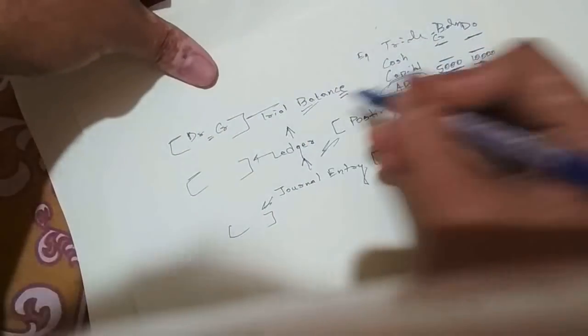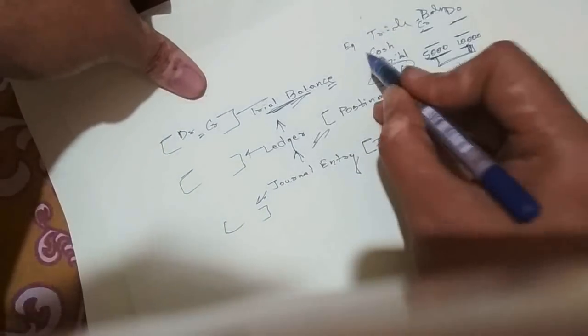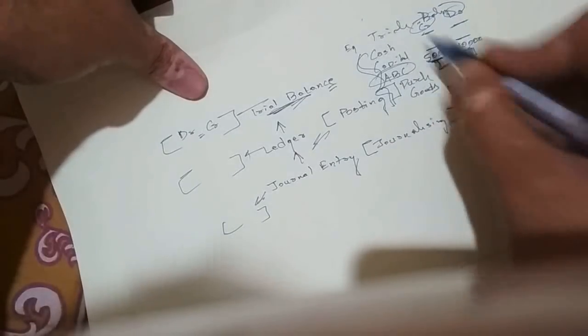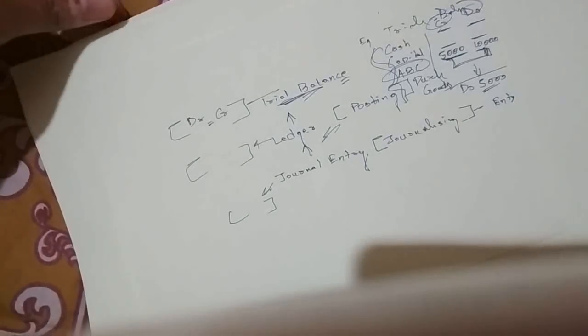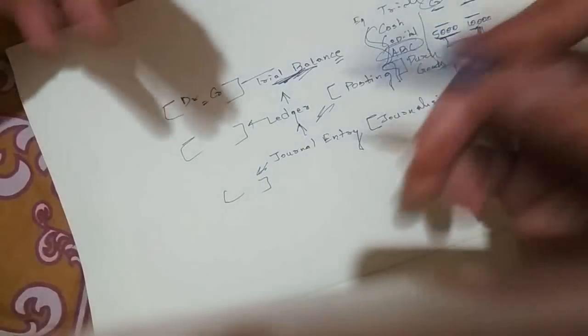So this is just a concept. The trial balance is nothing but a short summary of all the ledgers, and it will only show the credit and the debit. That's it. So this is the trial balance. As I said, the trial balance is the balance of the debit and credit.